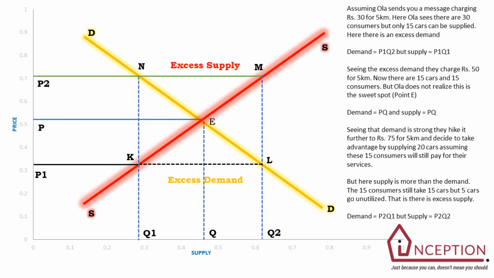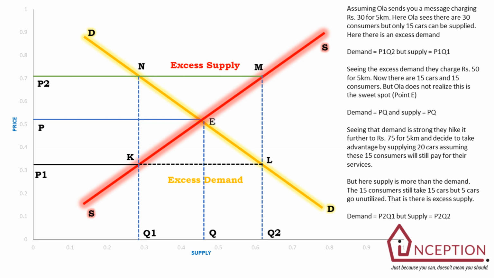Now let's understand the price mechanism using Ola Taxi as an example here. Now assuming that Ola sends you a message charging rupees 30 for 5 kilometers, you immediately pull out your phone and decide to book a taxi. Now here Ola sees that there are 30 consumers but only 15 cars can be supplied. Here there is an excess demand.